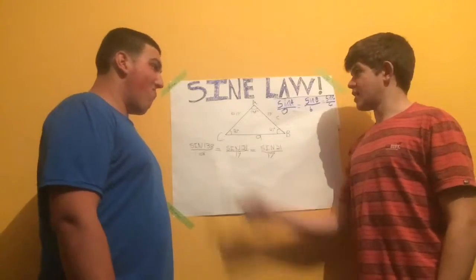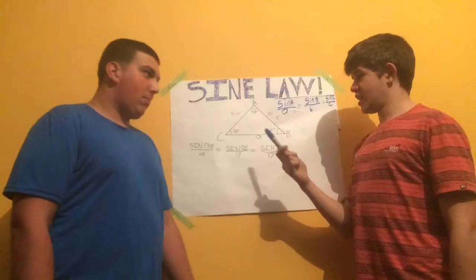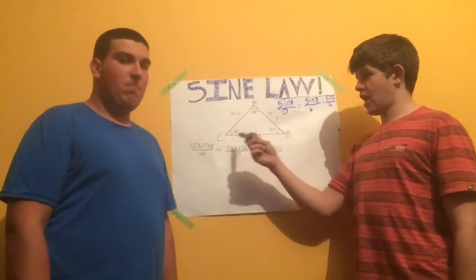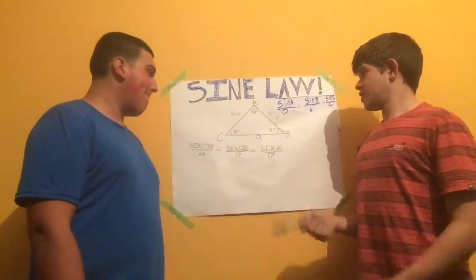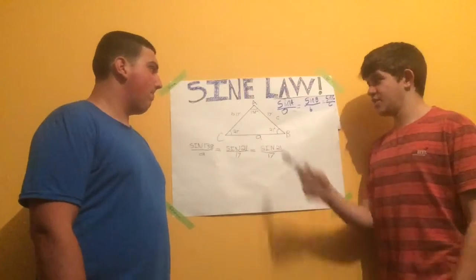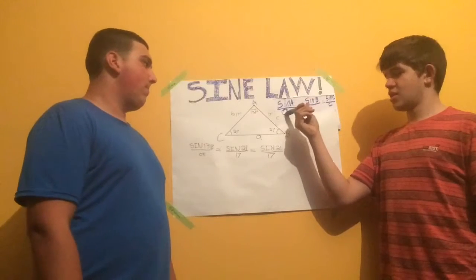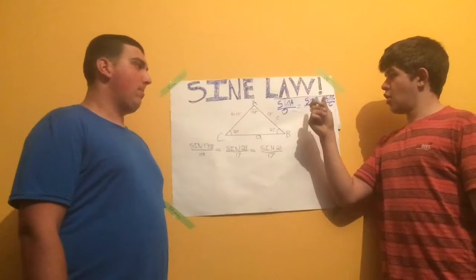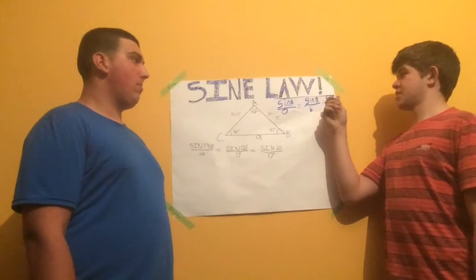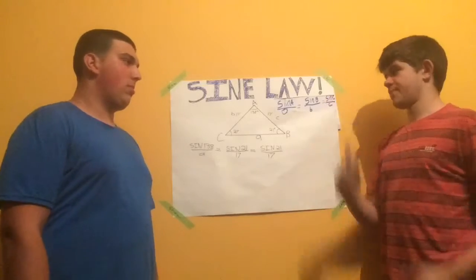Today we are doing sine law. What is sine law? Sine law is finding a missing side or angle of a non-right angled triangle using this equation. And this equation is sine of uppercase A over lowercase a equals sine uppercase B over lowercase b equals sine uppercase C over lowercase c.